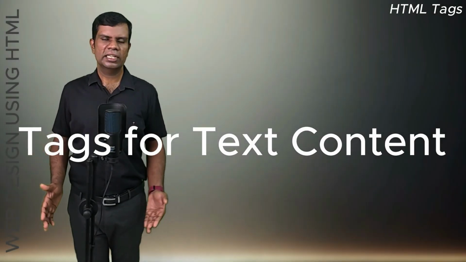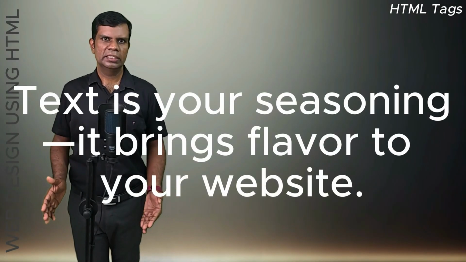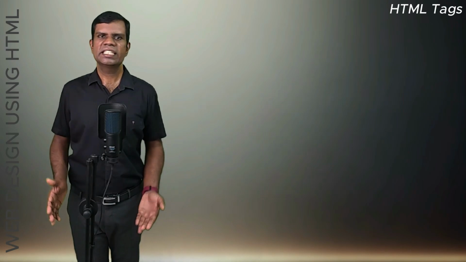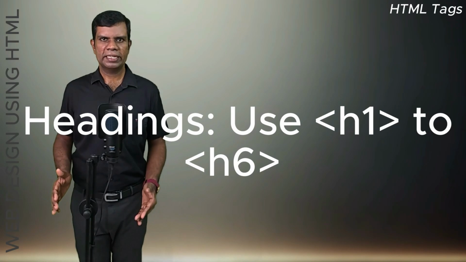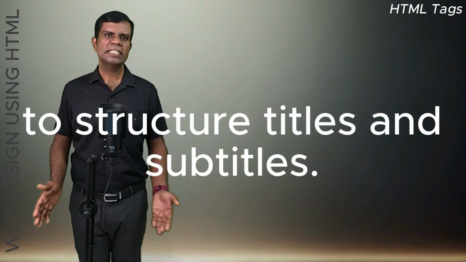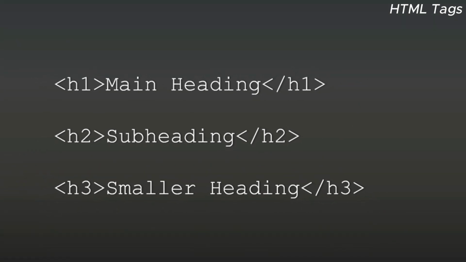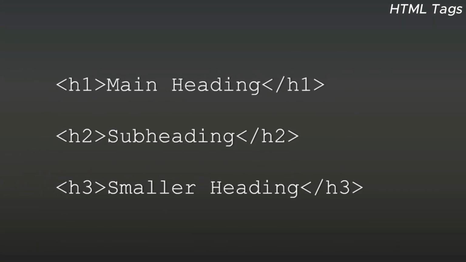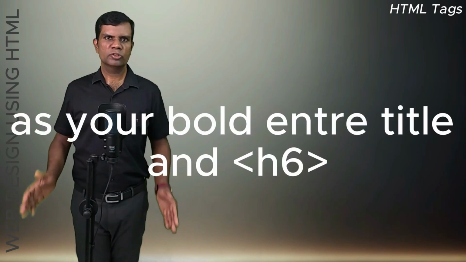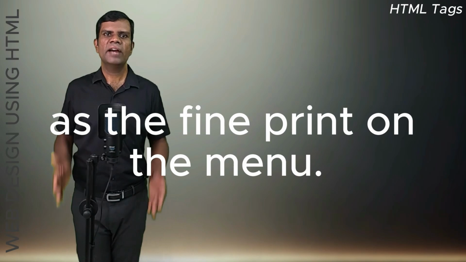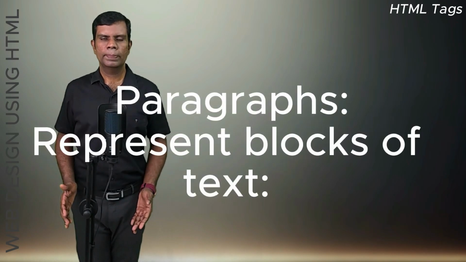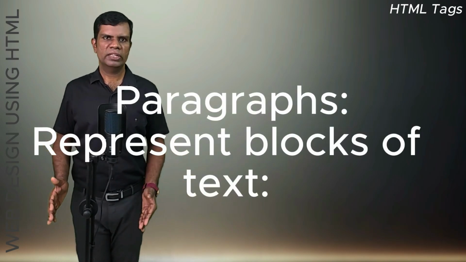Tags for text content. Text is your seasoning. It brings flavor to your website. HTML gives you precise tools. Headings: use <h1> to <h6> to structure titles and subtitles. For example, think of <h1> as your bold, entire title and <h6> as the fine print on the menu. Paragraphs represent blocks of text.